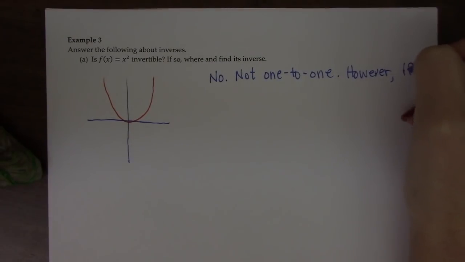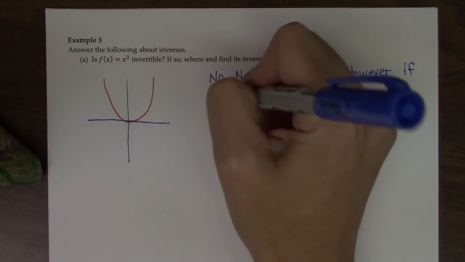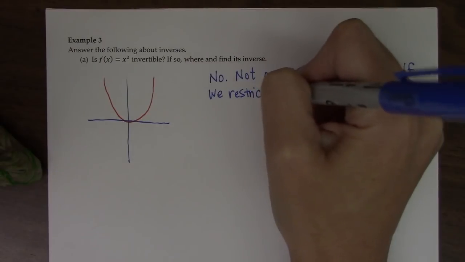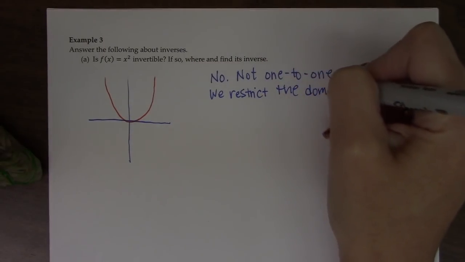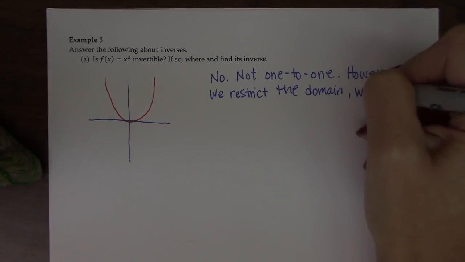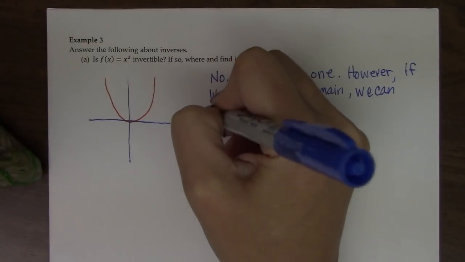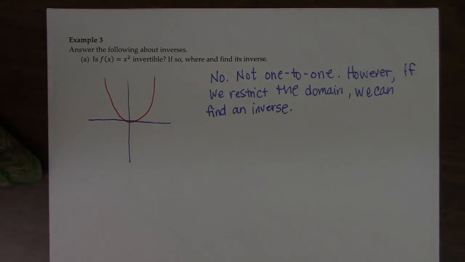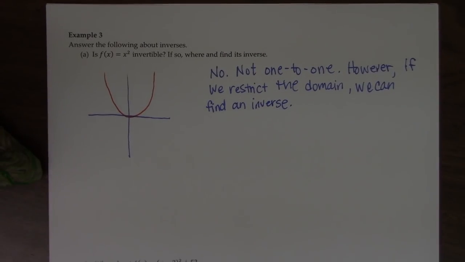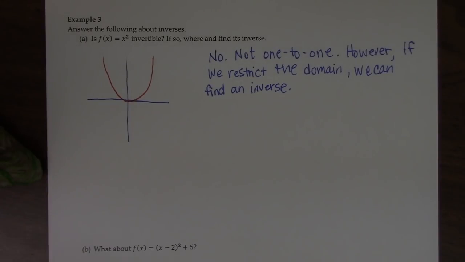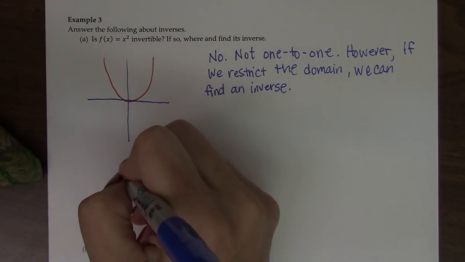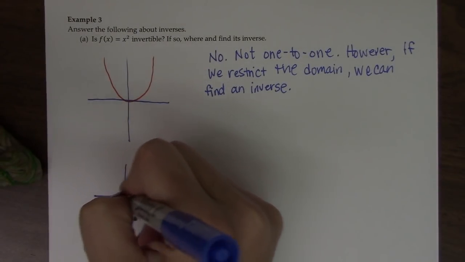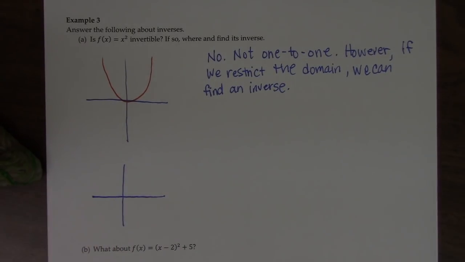However, if we restrict the domain, we can find an inverse. Technically speaking, we can do any domain restriction we want to reduce this down to a 1-to-1 function. Before we decide what to do the domain restriction on, let's sketch what would happen if we just took the function as is and reflected it over the line y equals x.